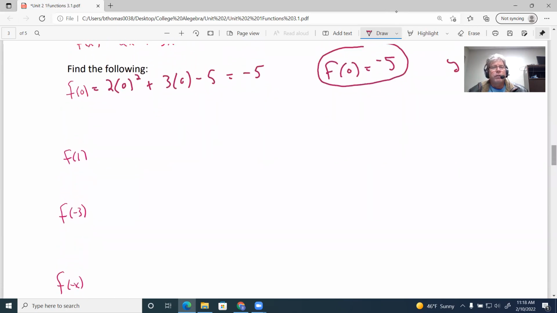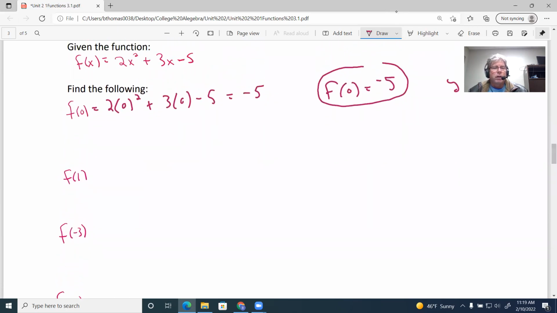So if I want to evaluate f of 1, what we do is we put a 1 in for x. Notice how the 1 is replacing x. So we replace x in our function. So 2 times 1 squared plus 3 times 1 minus 5.